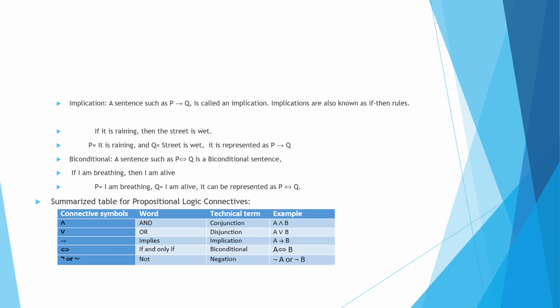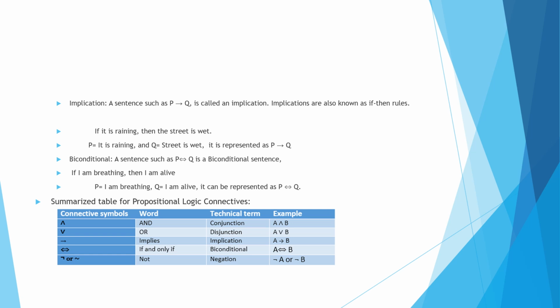So in the statement, here also we use two variables and assign the statements to the particular variables. I am breathing, we assign to variable P. I am alive, we assign to variable Q. So we represent the statement as P biconditional Q. So this is represented as a biconditional statement.